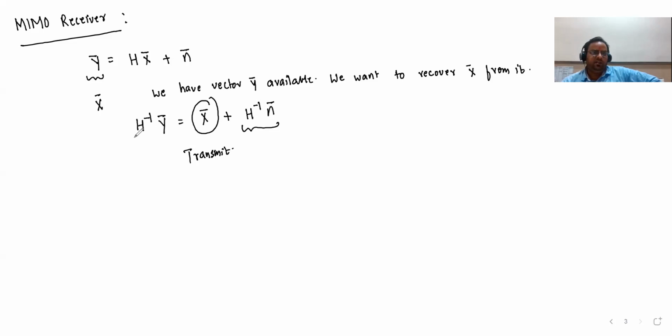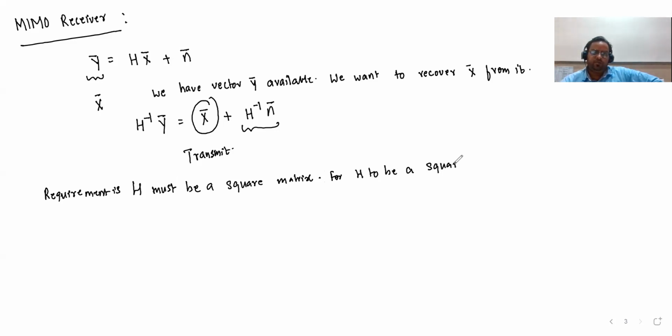However, the point to note here is that for this particular technique to be realized, we need to have H. The requirement is that H must be a square matrix. And for H to be a square matrix, what we need is R equal to T. However, this is a very specific case. In most cases, we don't have R equal to T.